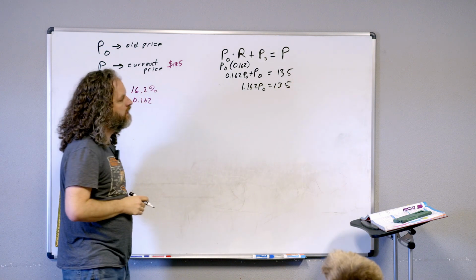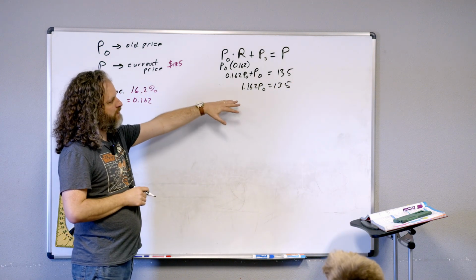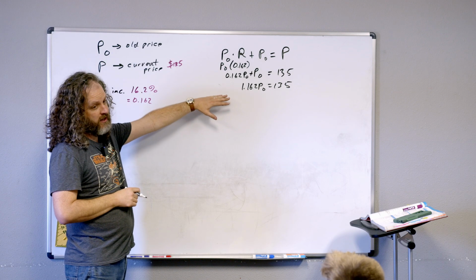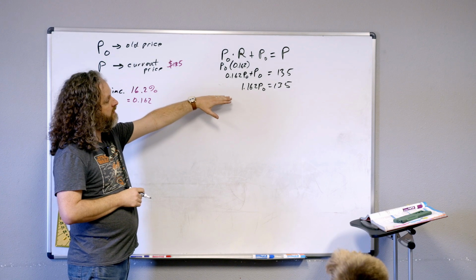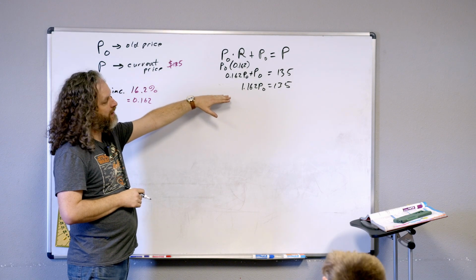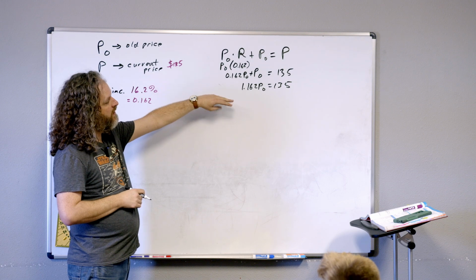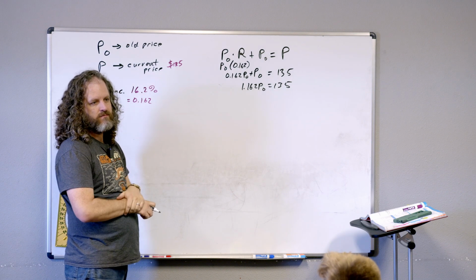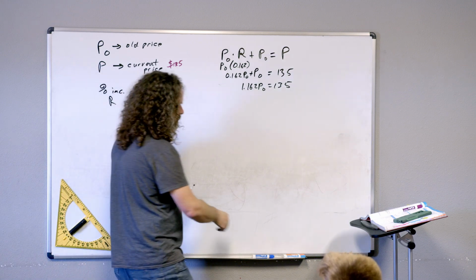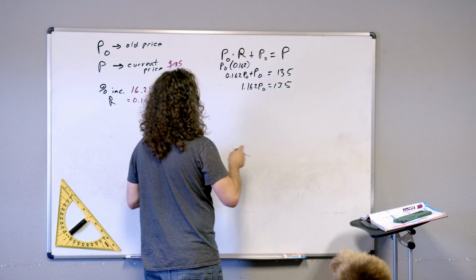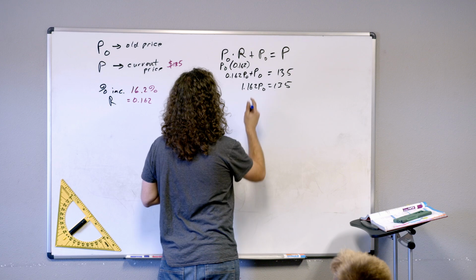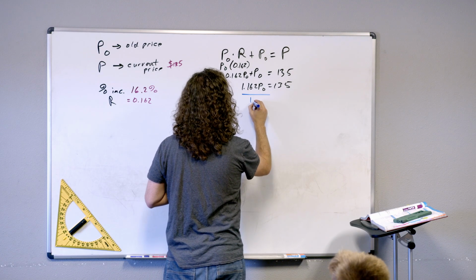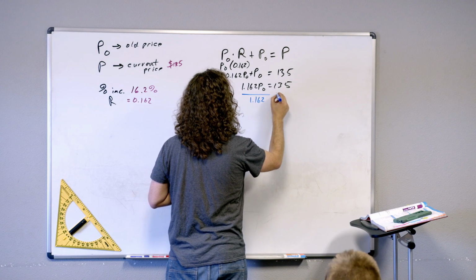Okay? That 1.162 is connected. Stop doing that. Put it down, then you'll be less tempted to do it again. How is it attached to the P naught? Multiplied. So how do we get rid of it? Divide it. So we divide by 1.162.